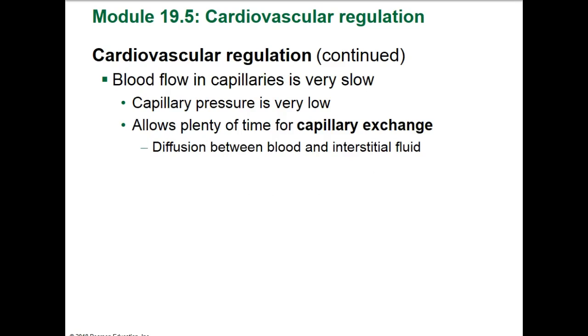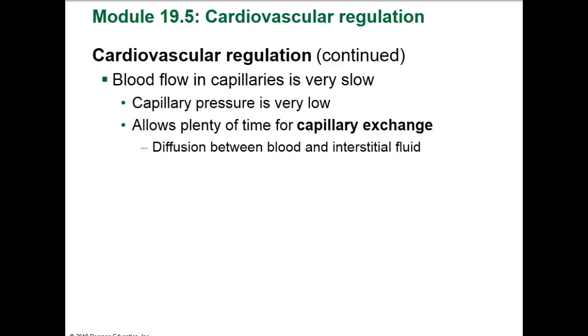Now, capillaries are incredibly small, and we talked about this last time. In some cases, you can only get maybe one blood cell through at a time. So blood flow in the capillaries is very slow. Capillary pressure is also very low. It allows plenty of time for capillary exchange, so it's important that we have that slow movement so that we can have diffusion between the blood and interstitial fluid.